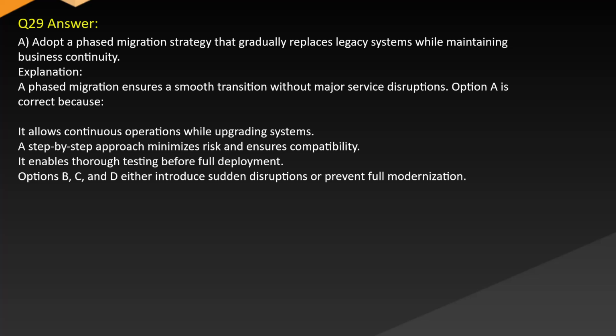Answer A. Adopt a phased migration strategy that gradually replaces legacy systems while maintaining business continuity. Explanation. The phased migration ensures a smooth transition without major service disruptions. Option A is correct because it allows continuous operations while upgrading systems. A step-by-step approach minimizes risk and ensures compatibility. It enables thorough testing before full deployment. Options B, C, and D either introduce sudden disruptions or prevent full modernization.